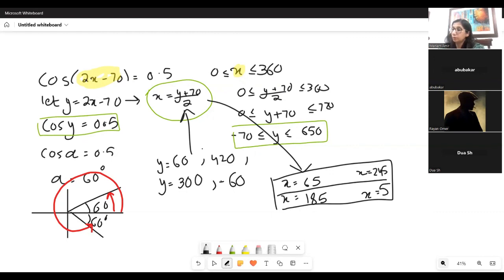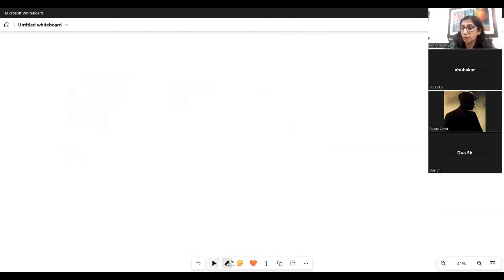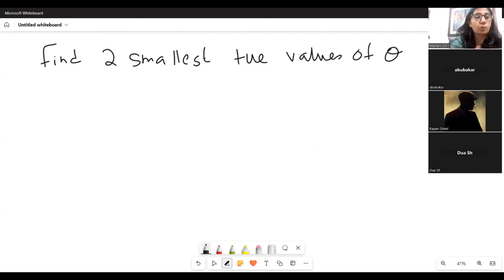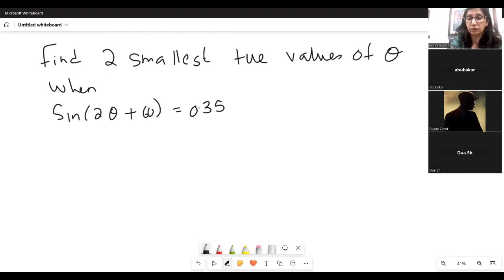Okay. Now I'm going to slightly change the question to: find two smallest positive values of theta when sine of 2 theta plus 60 is equal to 0.3584.